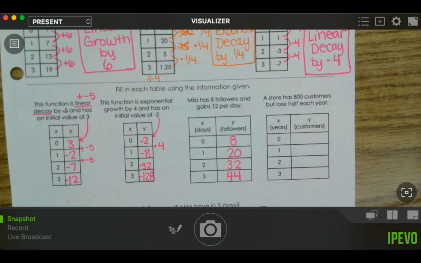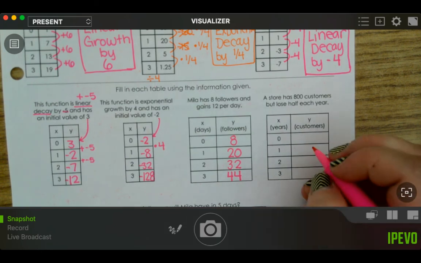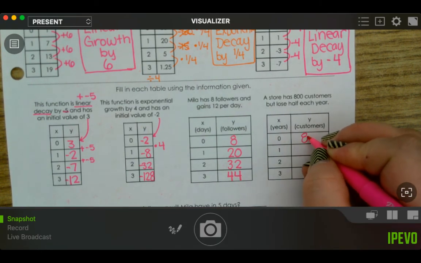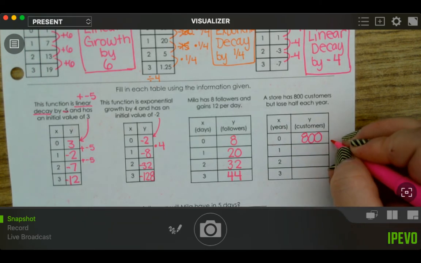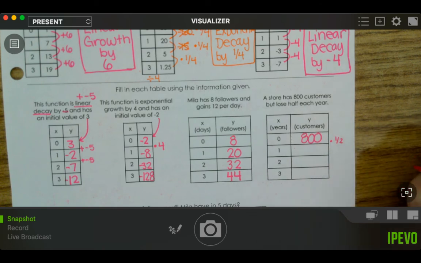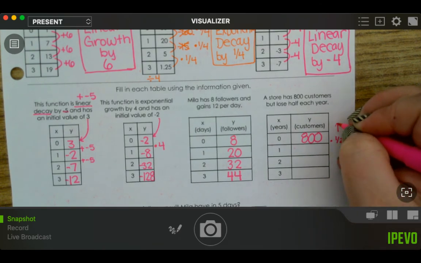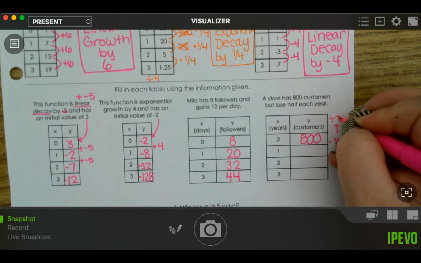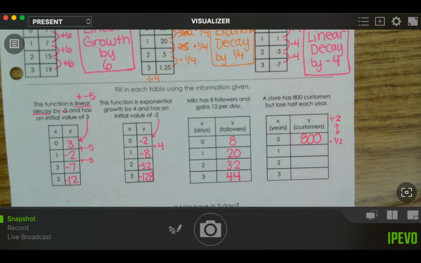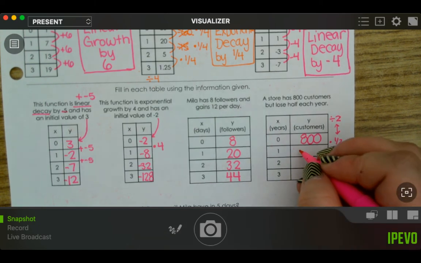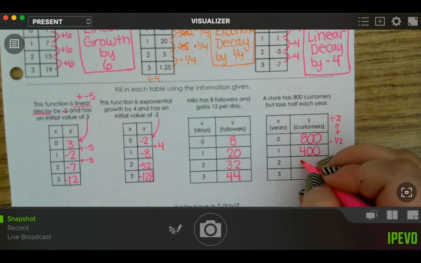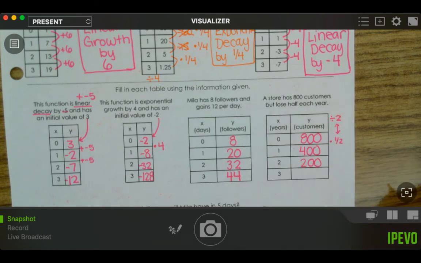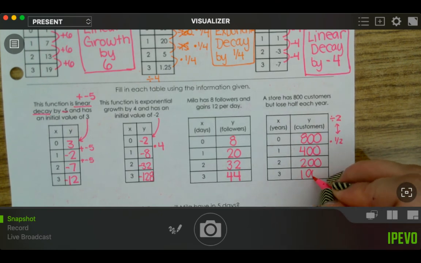And then we have this last one, which says a store has 800 customers, but they lose half each year. So you're multiplying by a half here. Another way of doing this could be dividing by 2, if that's easier for you. Okay, those are the same thing. 800 divided by 2, or half of 800, is 400. 400 divided by 2 is 200. 200 divided by 2 is 100.